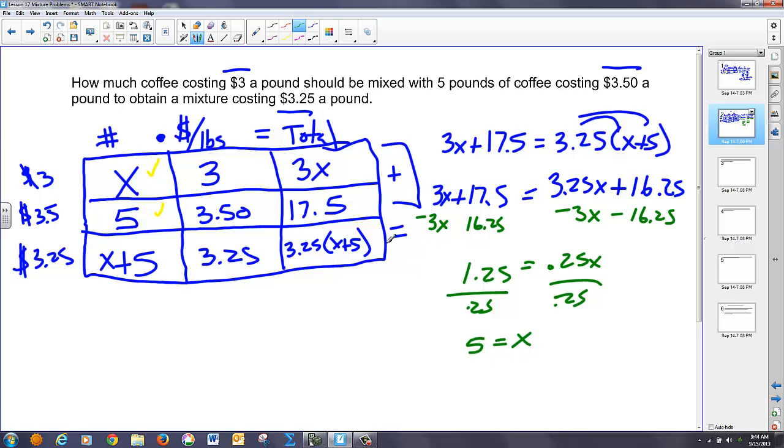So at this point, they wanted to know how much of the $3 per pound coffee I have to put in. The 3-pound coffee is my x value, so I say 5 pounds of $3 per pound coffee.